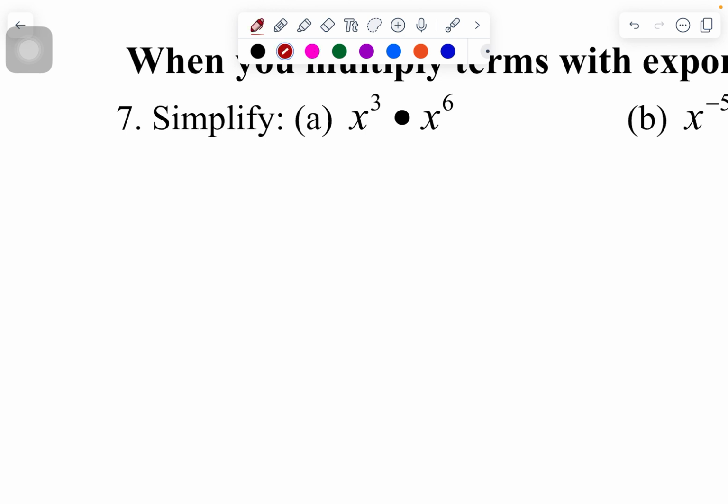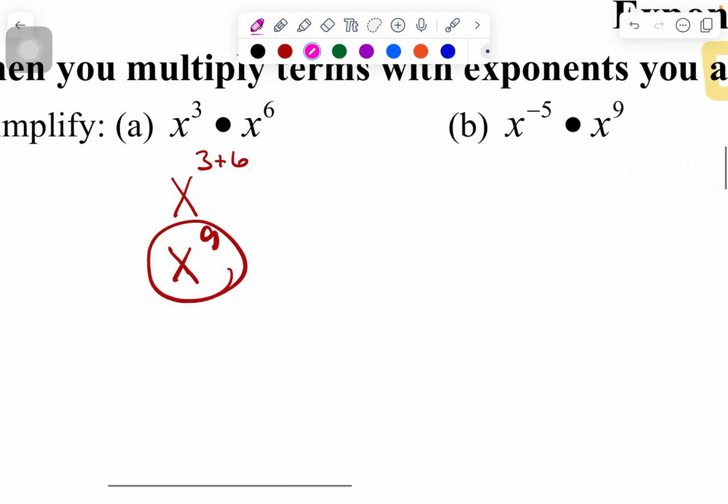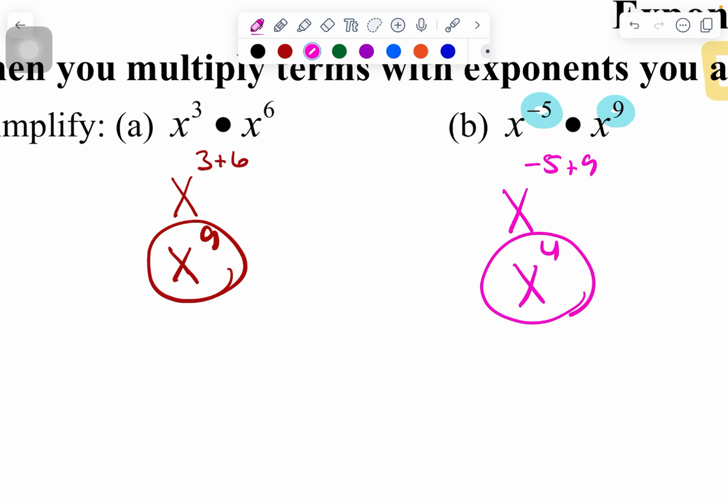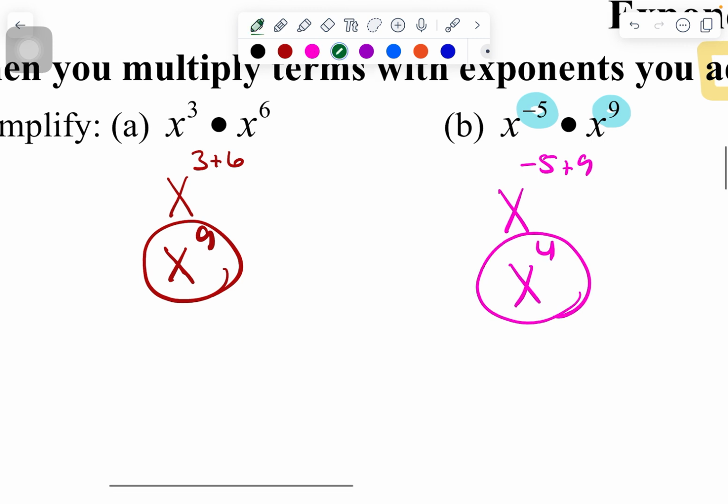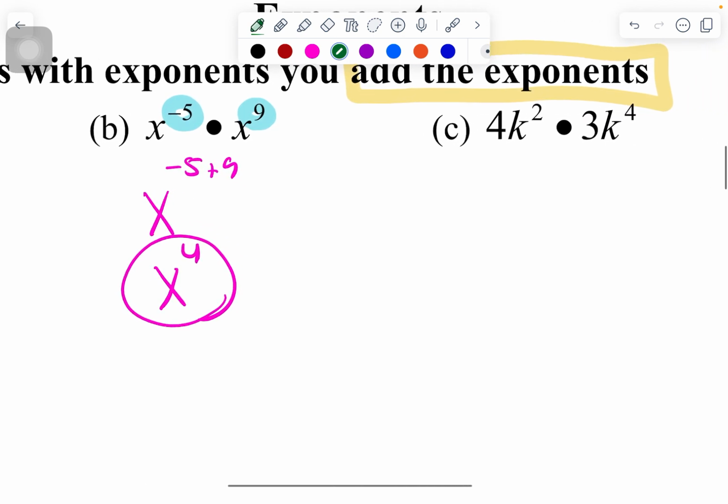So I am going to do a step here that I almost never do. I just remind you to add. All right, so we're going to add those exponents and we're going to get x to the ninth. All right, it can be that simple. Let's see, part B. Ooh, this one's a little bit tricky, right? Got to pay attention to that negative and a positive 9 there. So this is going to be x to the negative 5 plus 9. And that's going to be positive 4. More positives than negatives. Okay.